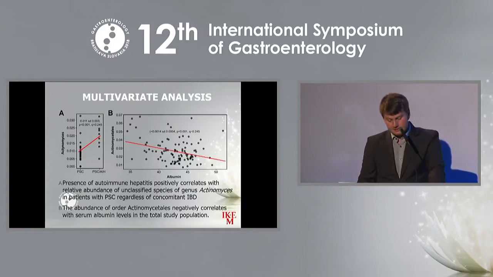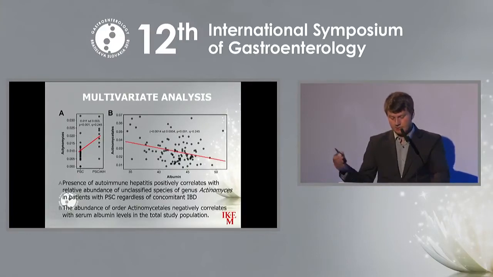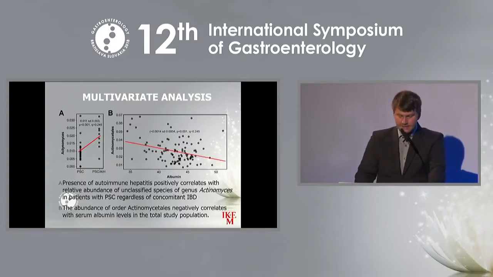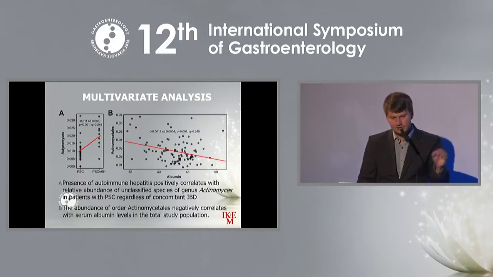What is also interesting is that in our multivariate analysis, as we put in all the metadata, we were able to see that regardless of concomitant inflammatory bowel disease, the presence of overlap syndrome of autoimmune hepatitis with PSC had a specific bacterial pattern. As you know, to really confirm the overlap syndrome, it is sometimes necessary to perform a liver biopsy. So this could lead to a search for biomarkers to really distinguish phenotypes of the liver disease.